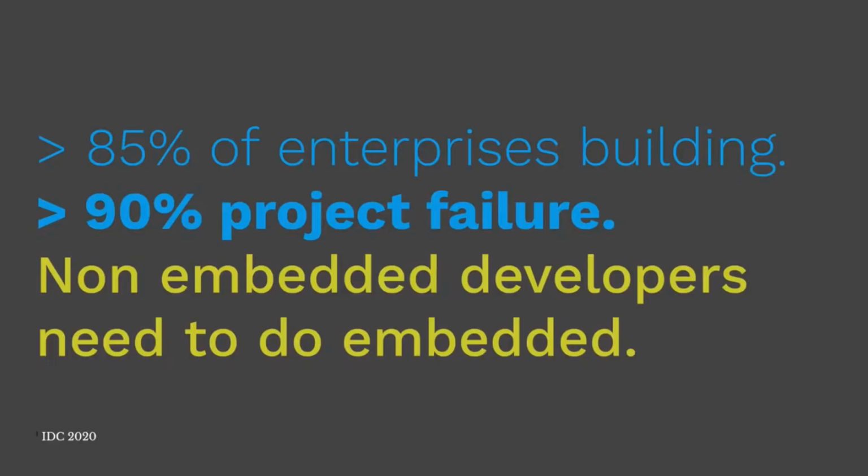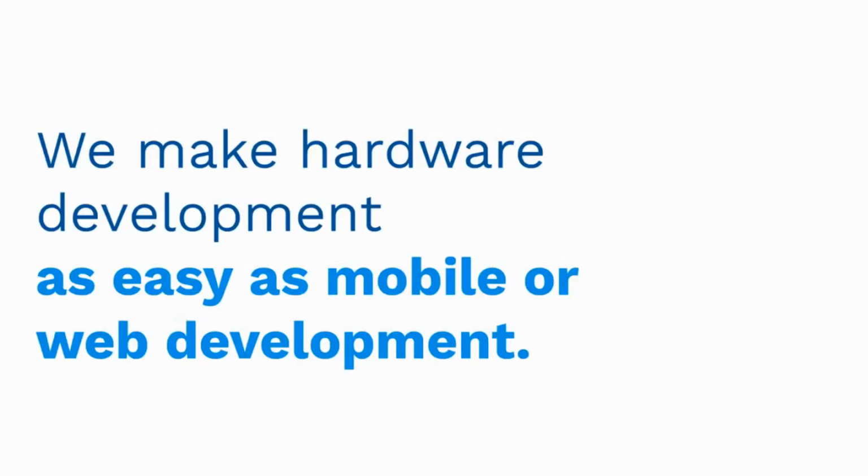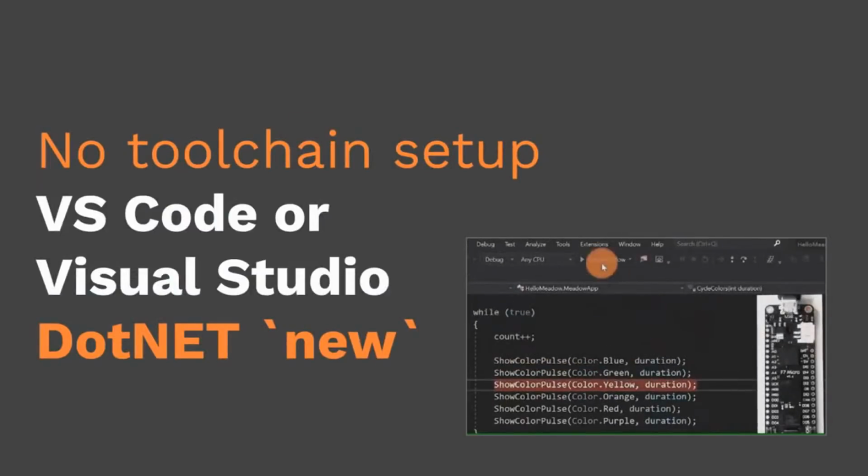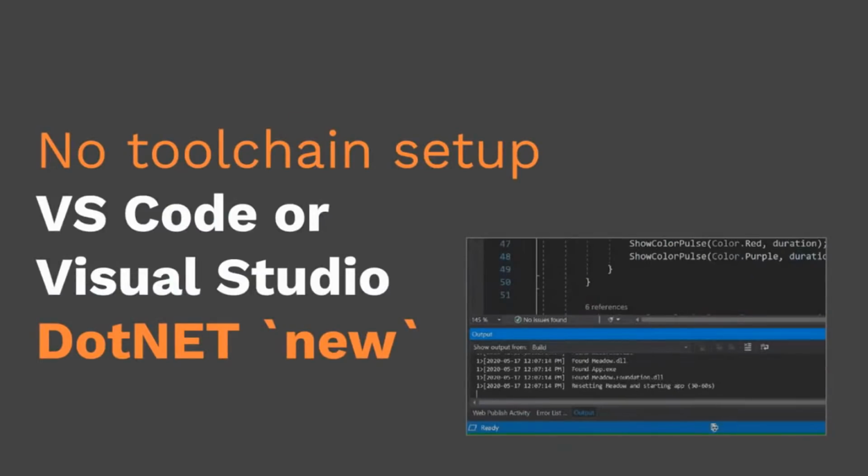And a lot of these teams, well, honestly, they're failing. They're failing early, which is good, but they're still failing, and that's bad. We're in a market where there's a real lack of skilled IoT developers. We have a lot of non-embedded developers that need to build hardware. And so Wilderness Labs has set out to make hardware development as fast and as easy as doing web or mobile apps.